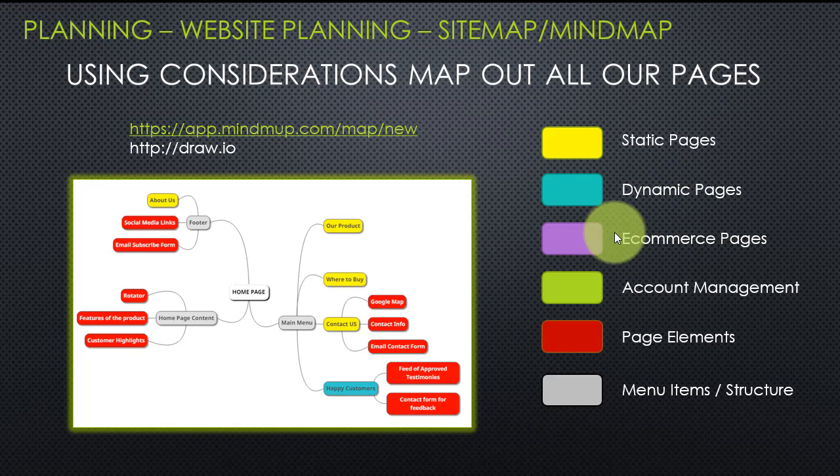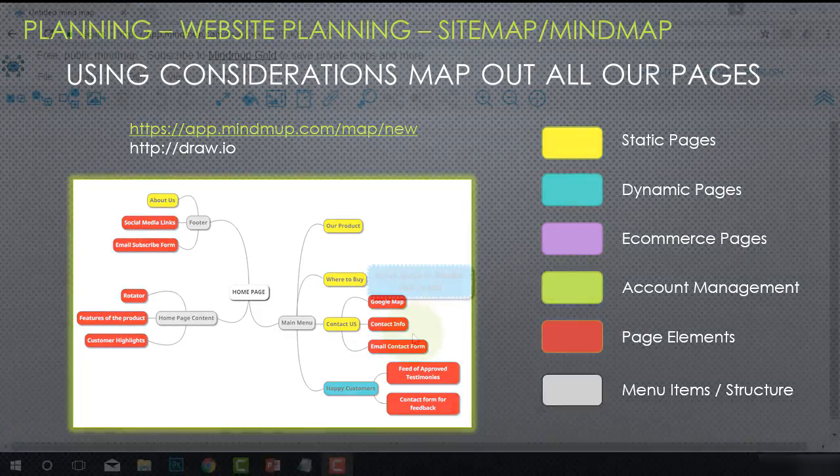E-commerce pages, in purple, could be product pages, things like that. Or sorry, not account pages, that's green. But anything related to e-commerce, maybe your shopping cart and things like that. Page elements are specific elements within a page. So like a static page here, contact us, we've got a Google Map element, a contact info element, and an email contact form element. So that's the red one. And finally, in gray are menu items, or the structure of how your menus are on your website.